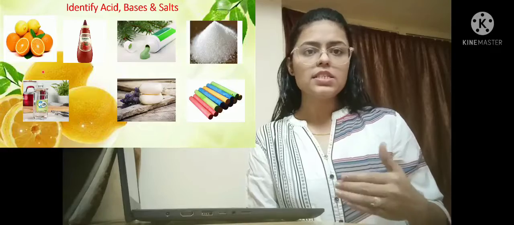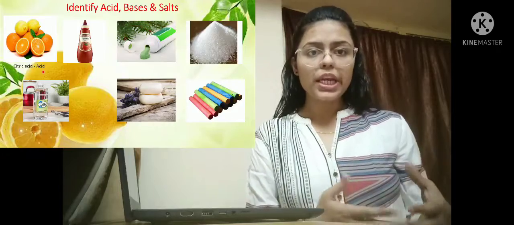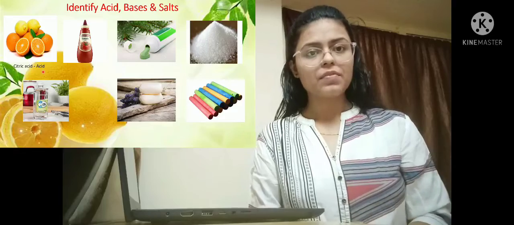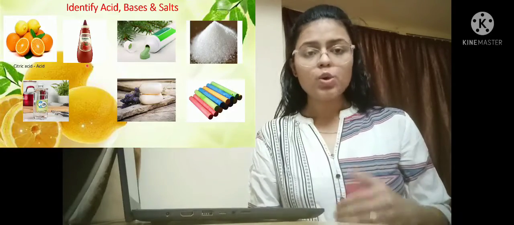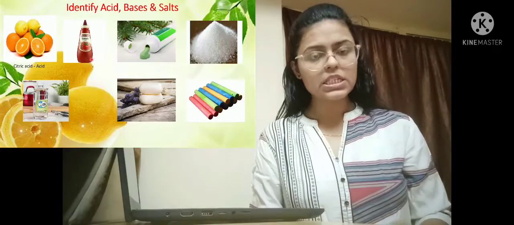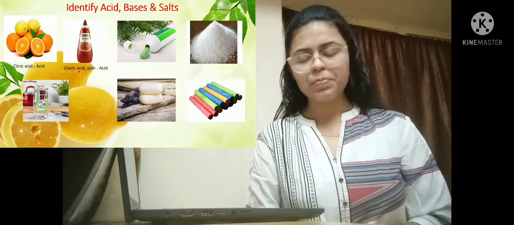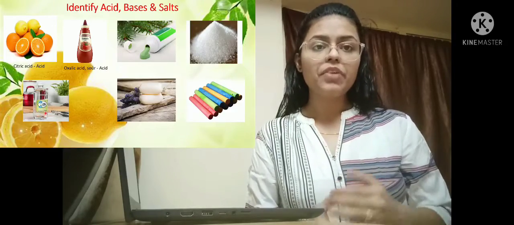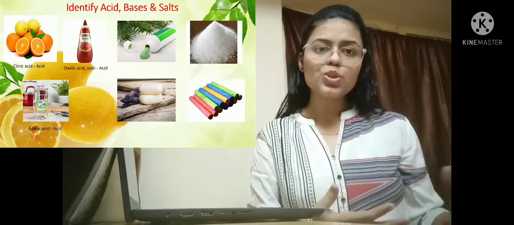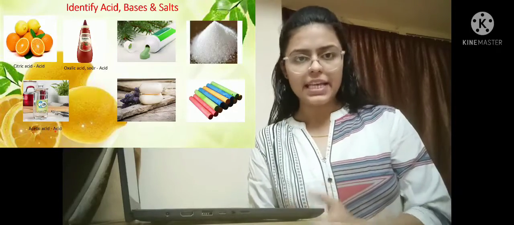Lime or oranges are generally sour to taste. So acids are sour to taste. We know that. So it is acid. Next is tomato ketchup. Tomato ketchup contains tomato as the main ingredient. It is also sour to taste. So it is also acidic in nature as it contains oxalic acid in it. Third one is vinegar. Vinegar, as we already discussed, is acidic in nature as it is also sour to taste and it contains acetic acid in it. So we'll put it in the acid category only.